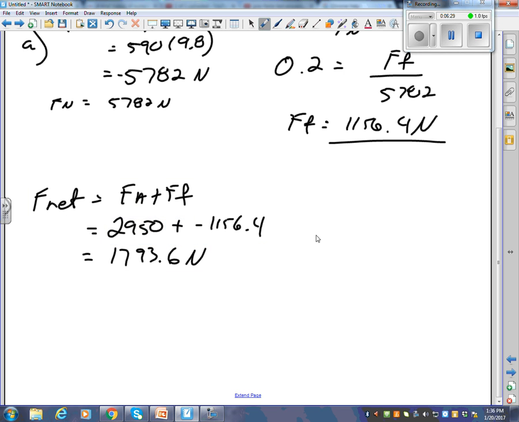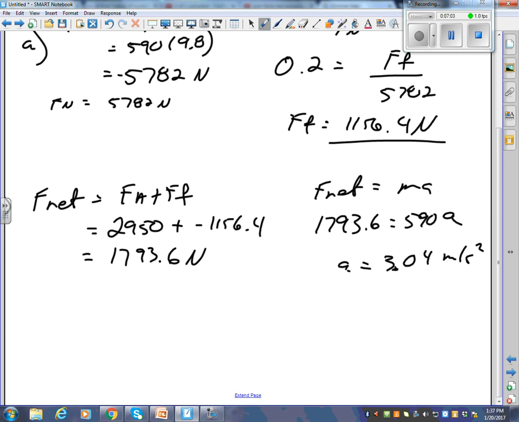This is 2950 plus negative 1156.4, because it's a friction force. It's automatically in the opposite direction, right? So now that we have our net, we can find our acceleration. 1793.6, the mass is 590. And again, you've got to be able to solve these. Divide by 590. 3.04 meters per second squared. F net equals m a, right?